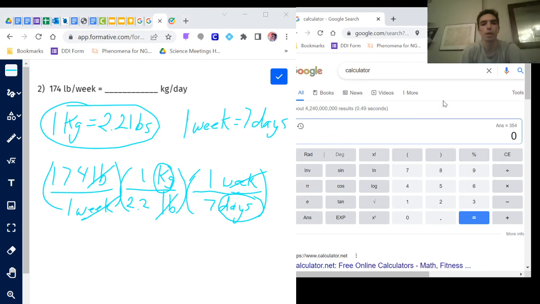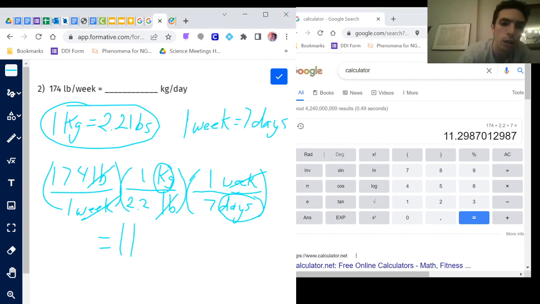And now we'll come over to our calculator, and again, I'm going to skip the steps that we know we don't need to do. I'm not going to do any of the multiplying or dividing by 1. So 174, no other non-1 numerators, divided by 2.2 and divided by 7. And so we get 11 point, depending on where we're rounding, we'll say 30 kilograms per day of whatever this is.